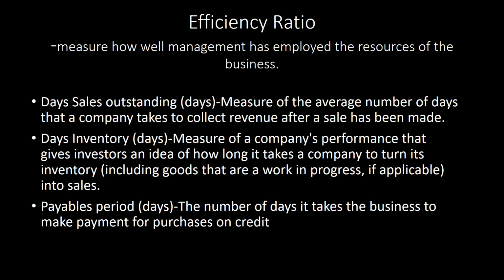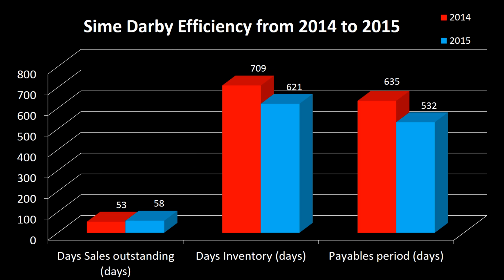Payables period shows the number of days it takes the business to make payment for purchases on credit. Days sales outstanding of the business has increased by 5 from 2014 to 2015. It indicates that the number of days that the company takes to collect the revenue after a sale has increased by 5 days. This might be due to the debtors taking a long time to pay the debts.